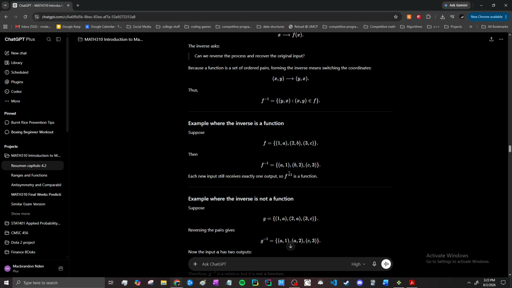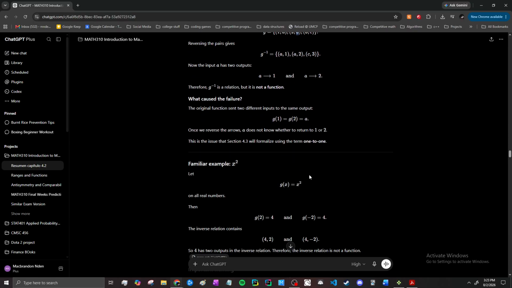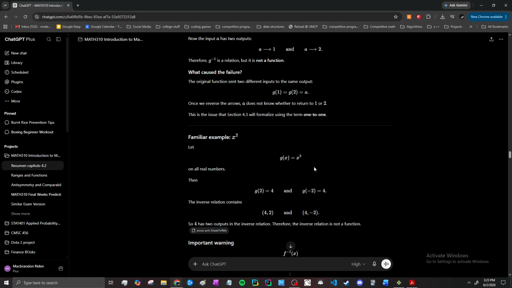Example, where the inverse is not a function. Familiar example: let g(x) be x squared, with domain all real numbers.